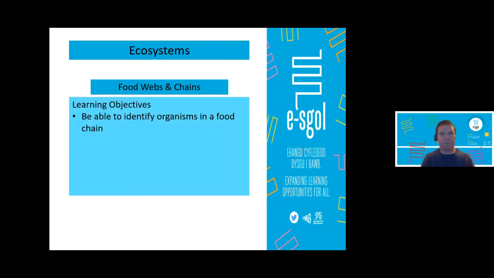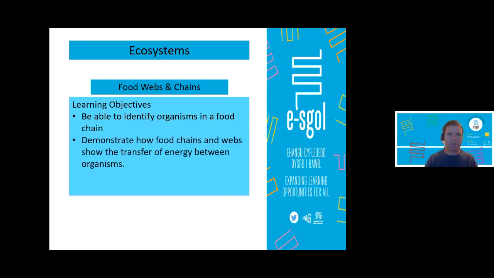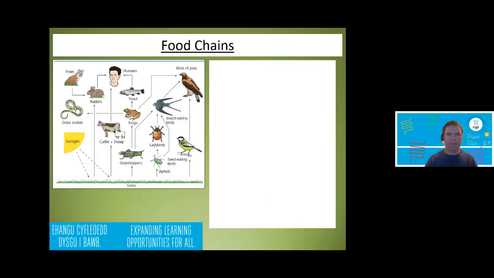Food webs and chains, here's our plan to begin with. We're going to look at organisms in a food chain and identify those, look at how food chains and webs show the transfer of energy between organisms, and then the really tricky part is looking at how energy is used and lost in a food chain. So let's get going here with a simple food chain.